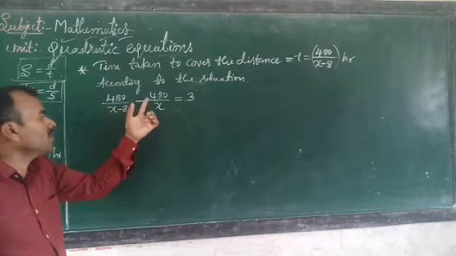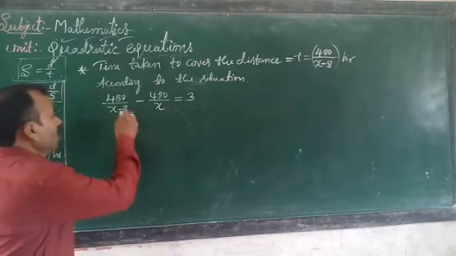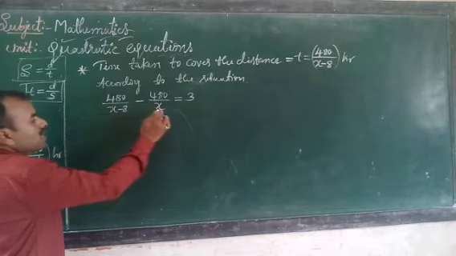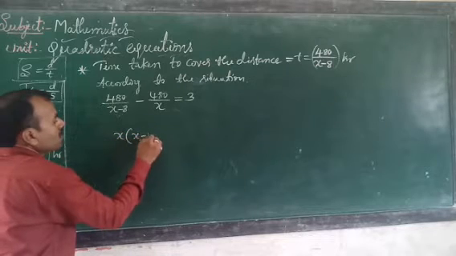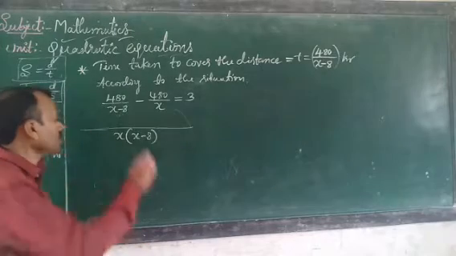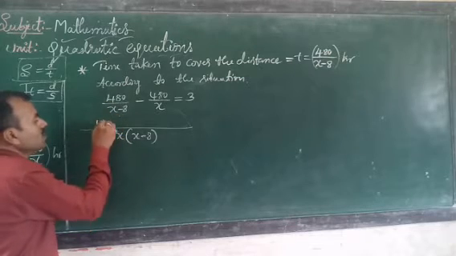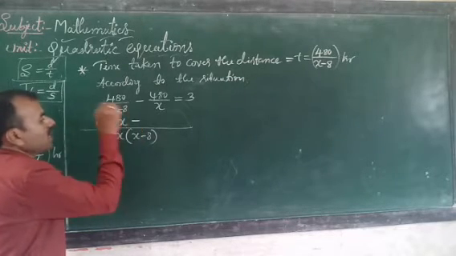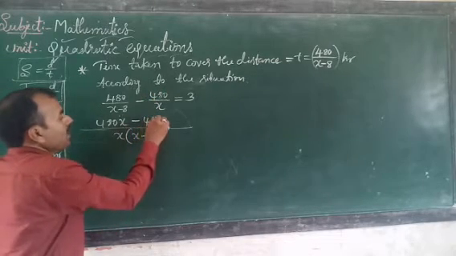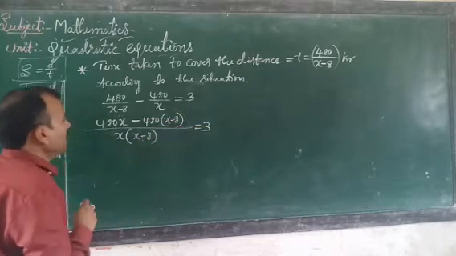480 by x minus 8 minus 480 by x equals 3. We get a quadratic equation. For the denominator, we consider the LCM, x minus 8 into x into x minus 8. The product of these two is the LCM. Now here x minus 8 and x minus 8 get cancelled. 480 into x, 480x minus x get cancelled. 480 into 480 into x minus 8 equals 3.